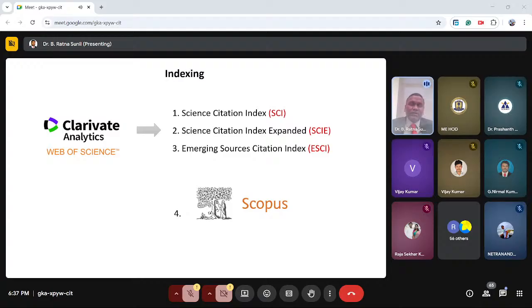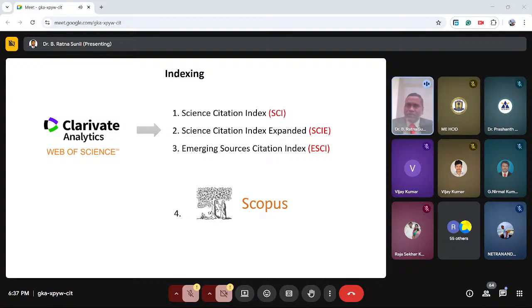So when you say Web of Science, what is the indexing in Web of Science? That is another question that we should know. By default, if you publish in SCI, that will become a Web of Science master journal. Therefore, it can also be considered a Web of Science journal. So you should understand this difference. All Web of Science journals are not SCI journals.